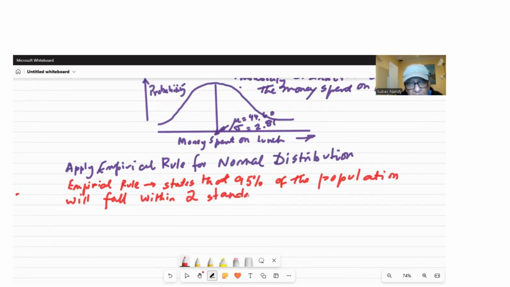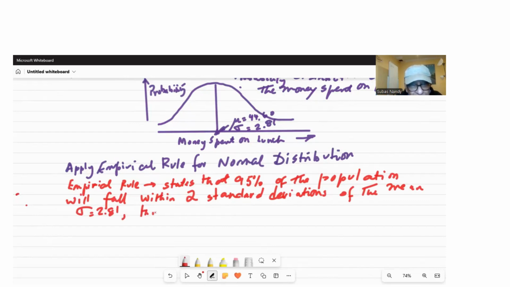Standard deviation from the mean. Within 2 standard deviations from the mean means you take the standard deviation and multiply by 2, then go that distance from the mean. So let's do that, exactly as I said. My sigma is 2.81.